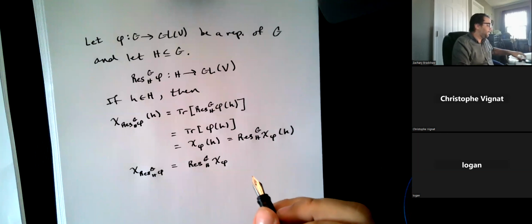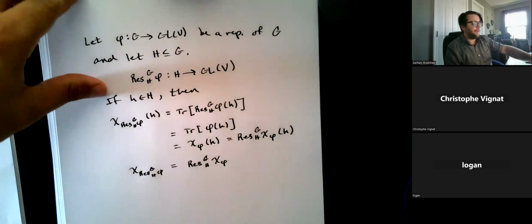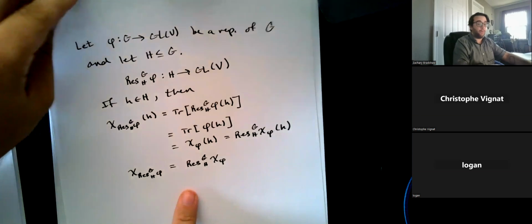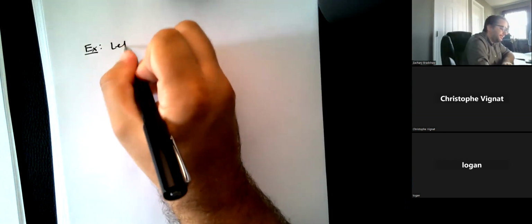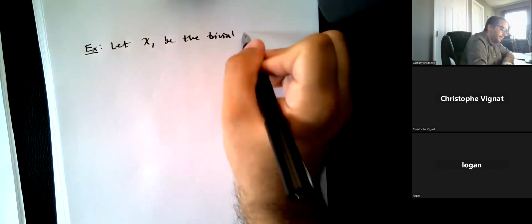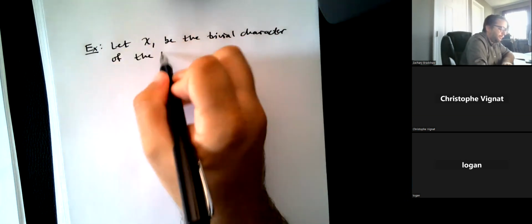So our next goal is going to be to show that induction also sends characters to characters, but this is going to be a lot more complicated to prove. So let's look at some examples first to kind of get an idea of why that's the case. But the analogous map will hold as well. So let's just take something really simple, like chi1 be the trivial character of the trivial subgroup.